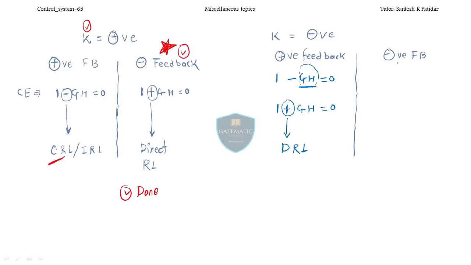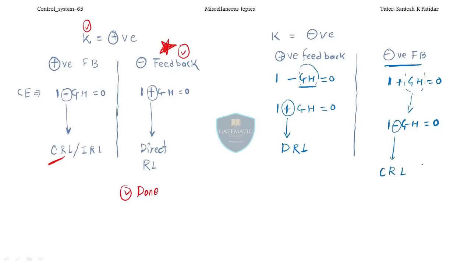If K is negative and you have negative feedback, it will not be the direct root locus. See, negative feedback means 1 plus GH equal to 0. Now this K is negative, so it will become 1 minus GH equal to 0. So this is a minus sign, and this will become complementary root locus.